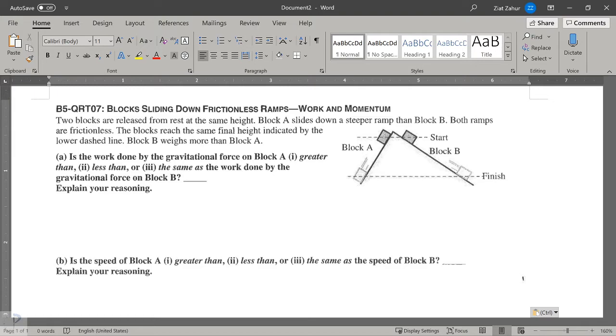Is the work done by the gravitational force? Is there friction? No, there's no friction. Look, it says both ramps are frictionless.